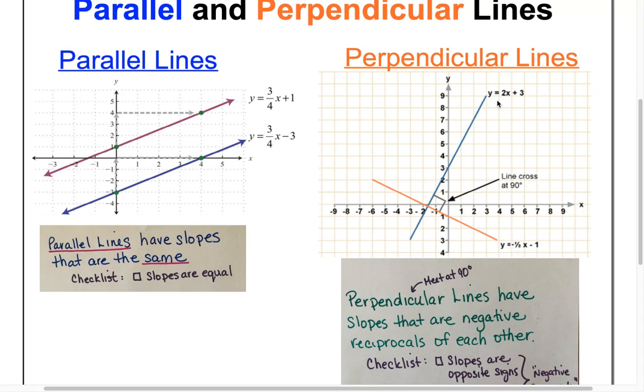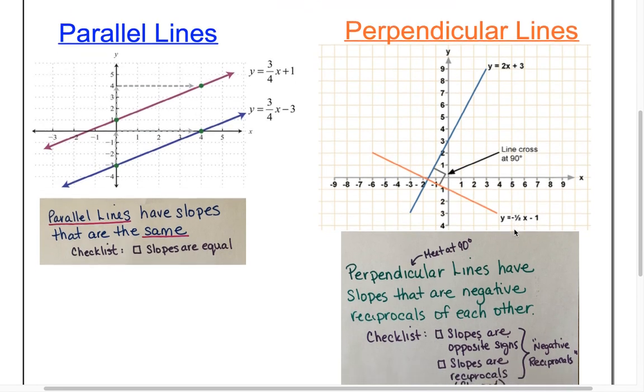First of all, this one is positive, this one is negative. So that's check number 1: the slopes are opposite signs. And then we look to see if they're reciprocals of each other. This is a slope of 2, which I would describe as 2 over 1. And if I flip 2 over 1, I get 1 over 2. And you'll notice that this slope is 1 over 2.